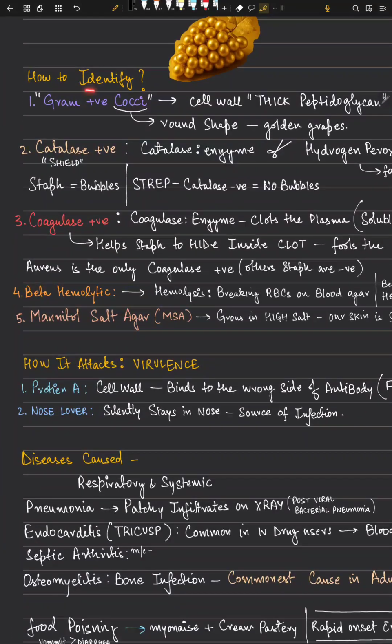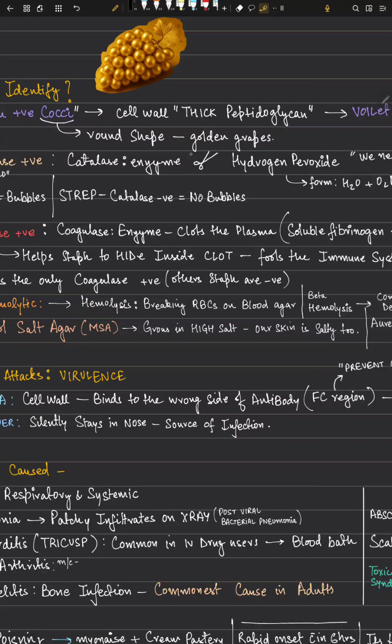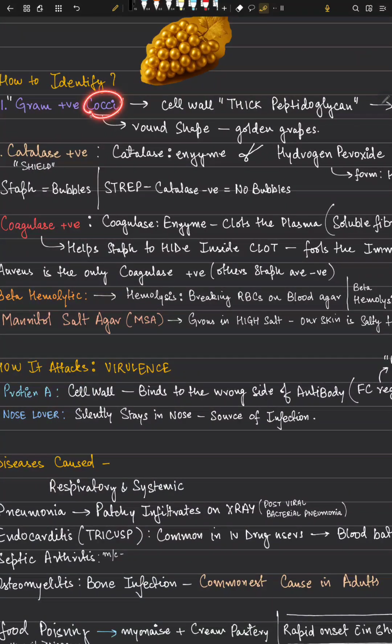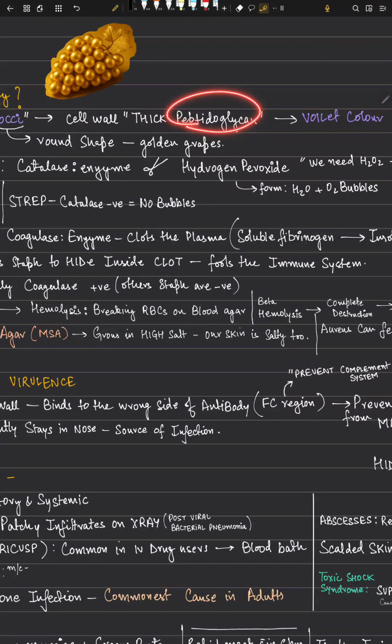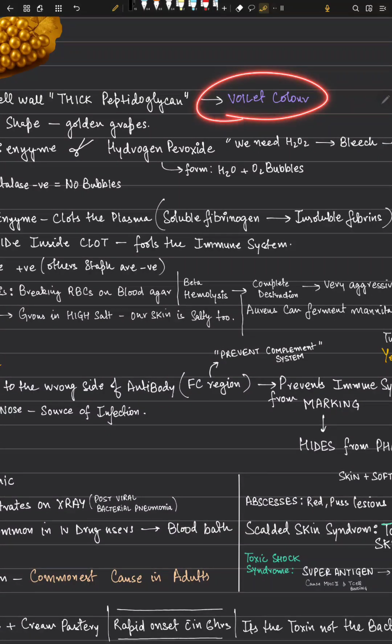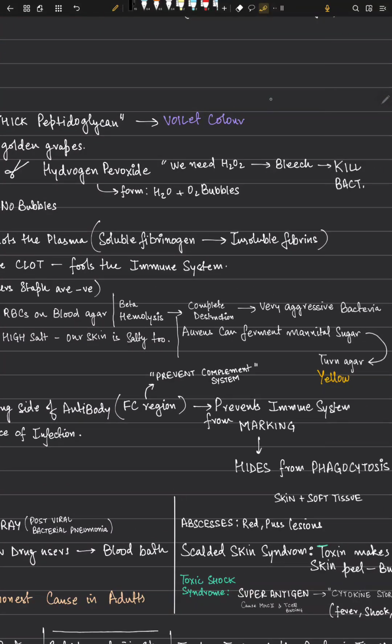Okay, how to identify them? Well, first of all, they are gram positive cocci. What does it mean? Gram positive means they show violet color, right? And cocci is the shape. It means they are round, golden grapes. They have a thick cell wall made up of peptidoglycan, so they retain the purple color of the Gram stain.